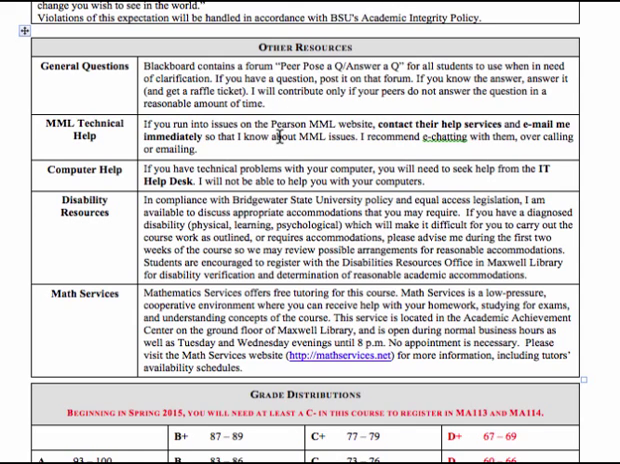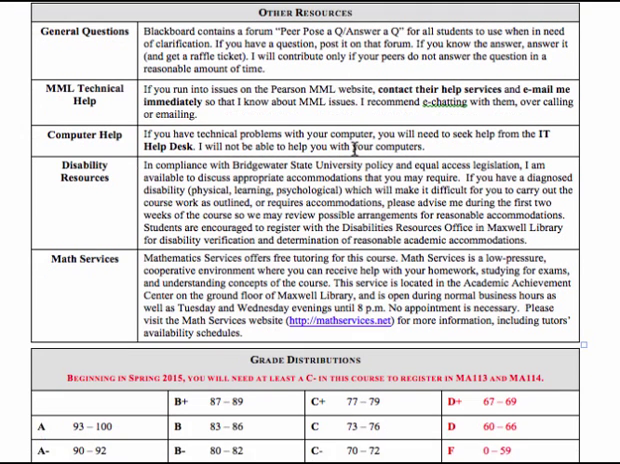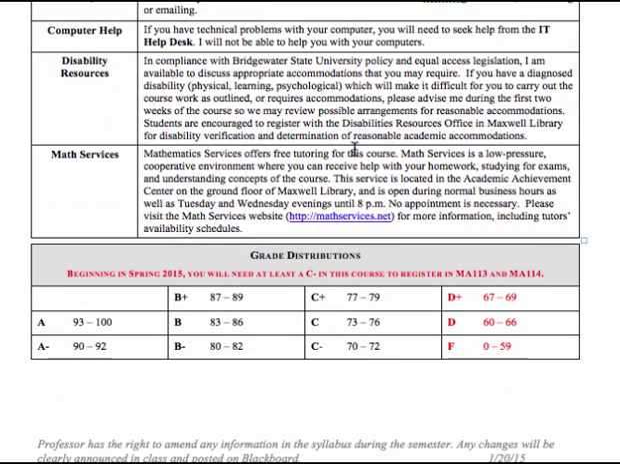There is technical help from My Math Lab. Again, there's a link on our Blackboard for that, and I suggest that you use the chatting option rather than calling them. It seems to be much more effective. If you have computer help, the BSU IT Help Desk will be able to help you. And also disability resources and math services are available for your use.